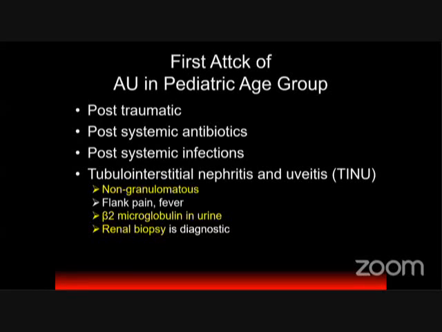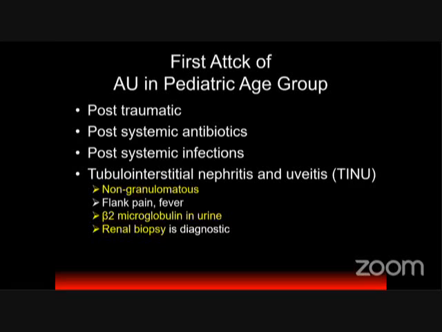Now that's a non-granulomatous tubulointerstitial nephritis and uveitis. Usually, patients present first with the kidney symptoms and then they develop eye symptoms. There's a patient who had flank pains or a fever of unknown origin or hypertension. So usually they have renal symptoms before they develop eye symptoms.